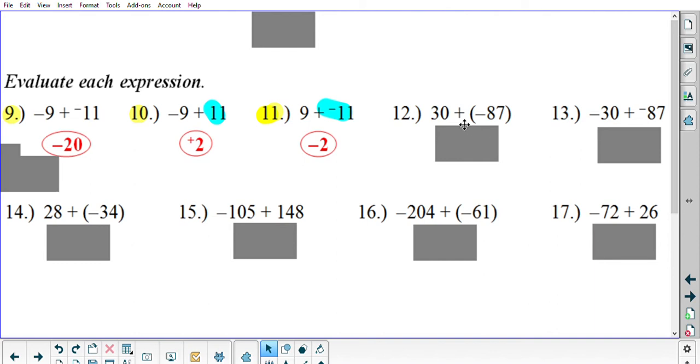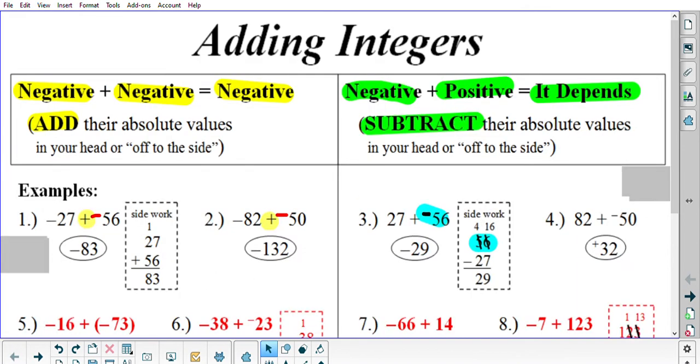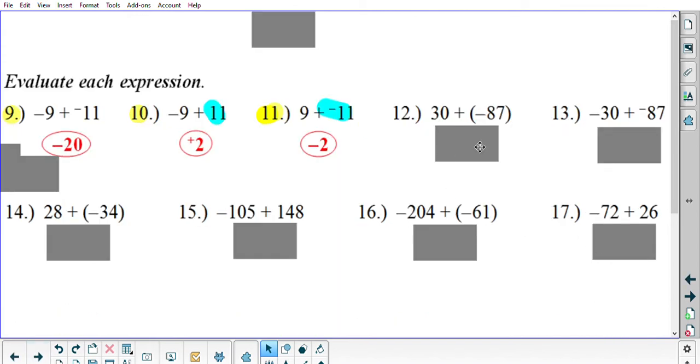Here I go. Number 12. Are they both negative? No. One of them is, the other one isn't. So what do you do when they're different signs? Like I have highlighted in green, you will subtract. So in your head, 87 take away 30. If you have to do it off the side, that's fine. It's 57. Who has the bigger absolute value? It's the negative 87. Therefore, the final answer is negative.